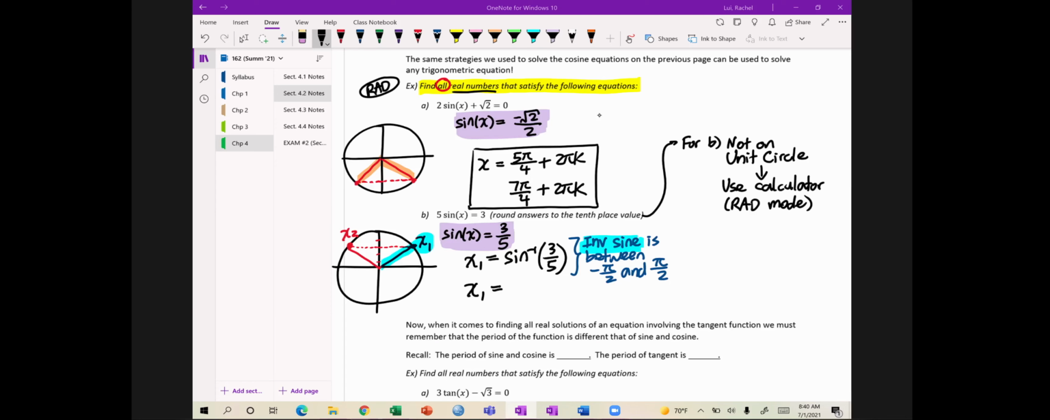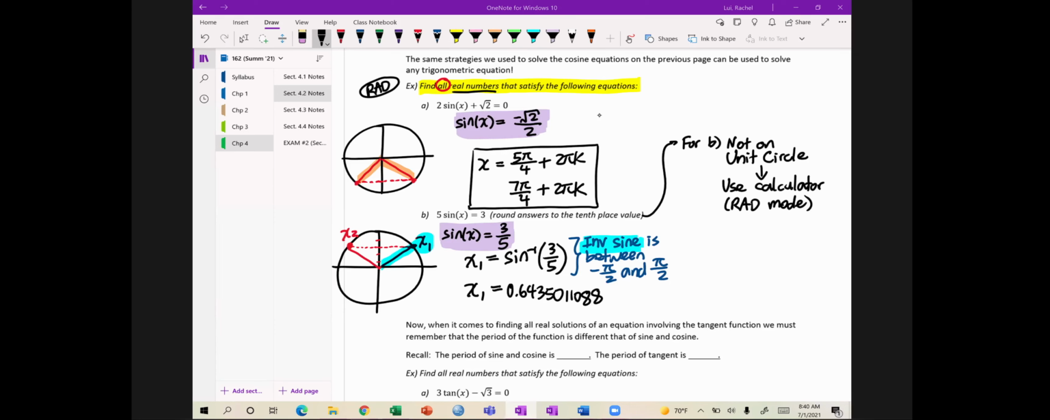Yes, okay. So it is 0.64350... If it's an intermediate step, you should take it out to more places. Let's just write out all the places. You can round your final answers, but do not round intermediate steps. So that's x1.